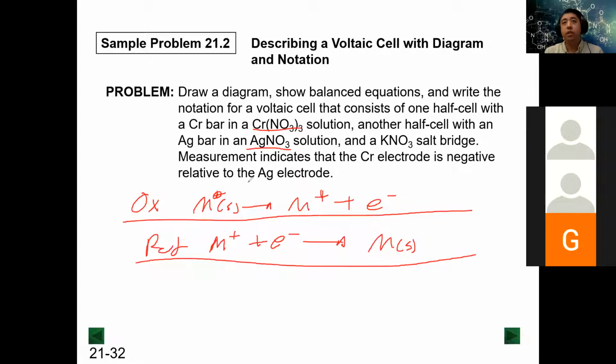And since we said that chromium is negative relative to Ag, right? That means this is going to be the anode, which also means that this is where oxidation happens. So oxidation is involved with chromium, and this one involves silver. Okay. Any questions so far?